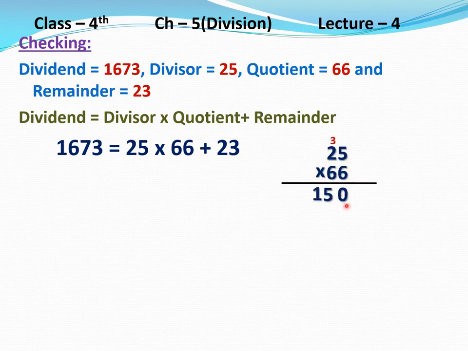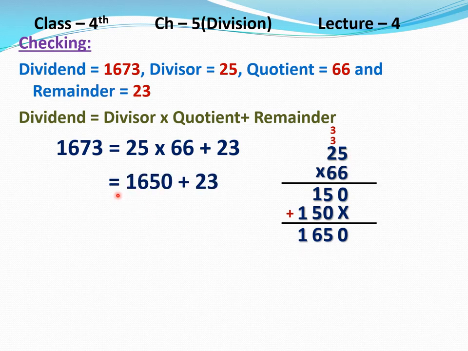See, 6 5s are 30, write 0 here and 3 carry. 6 2s are 12 plus 3, 15, write 15 here. Now put a cross here. Now again multiply 25 by 6. 6 5s are 30, write 0 here and 3 carry. 6 2s are 12 plus 3, 15, write 15 here. Now we will do addition. Write 0 here, 5 plus 0, 5, write 5 here, 1 plus 5, 6, write 6 here and write 1 as it is. 25 multiply 66 equal to 1650.